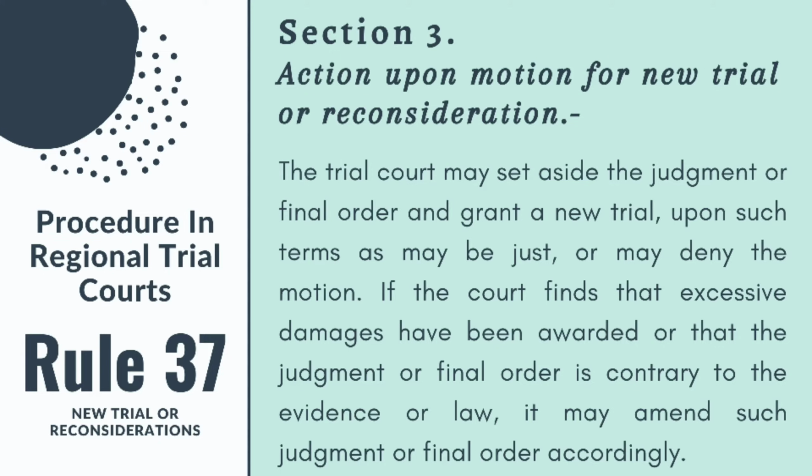Section 3. Action upon motion for new trial or reconsideration. The trial court may set aside the judgment or final order, and grant a new trial, upon such terms as may be just, or may deny the motion. If the court finds that excessive damages have been awarded, or that the judgment or final order is contrary to the evidence or law, it may amend such judgment or final order accordingly.